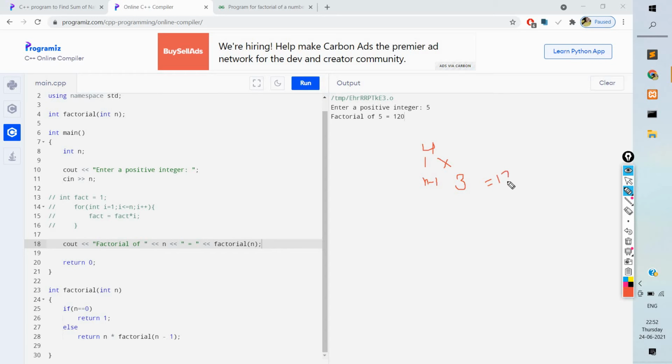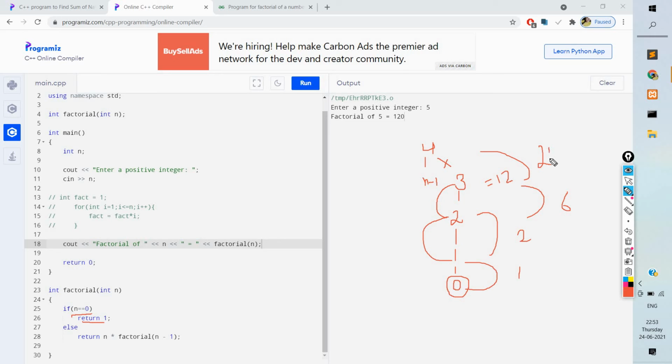Now the same thing happens again and again. For 3, n minus 1 is 2, so 3 multiplied by 2. Then 2 minus 1 is 1, 1 multiplied by 2. But when we reach 0, our control gets executed. So it is our base condition: when we reach 0, we return 1. So this function returns 1. Then 1 multiplied by 1 is 1, then 1 multiplied by 2 is 2, 2 multiplied by 3 is 6, and 6 multiplied by 4 is 24.